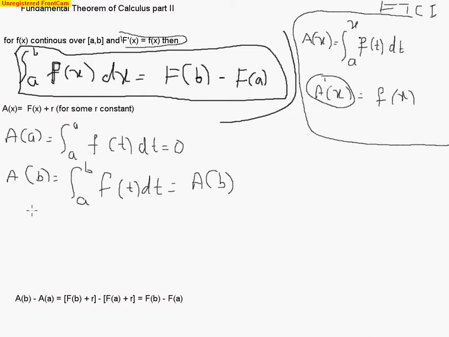And we're going to continue to evaluate A of x at point b. When we do so, we know by the fundamental theorem of calculus part 1, when we have the function f of t, we will evaluate that function at the upper limit, which is b. So when we evaluate this function at b, we will get A of b, because A of x is the antiderivative of f of t. So when you take the integral of that, we'll get A of b.